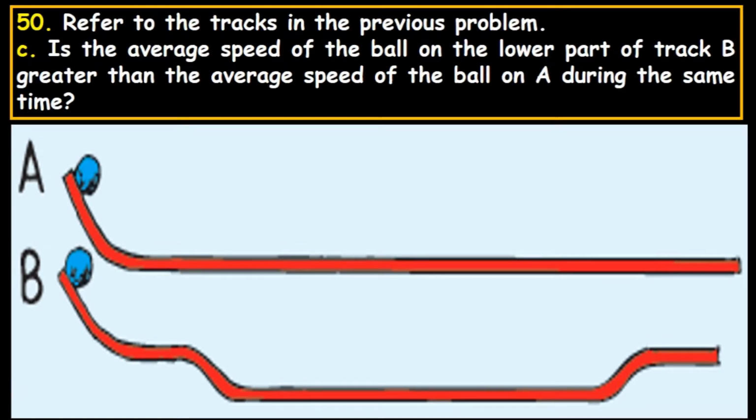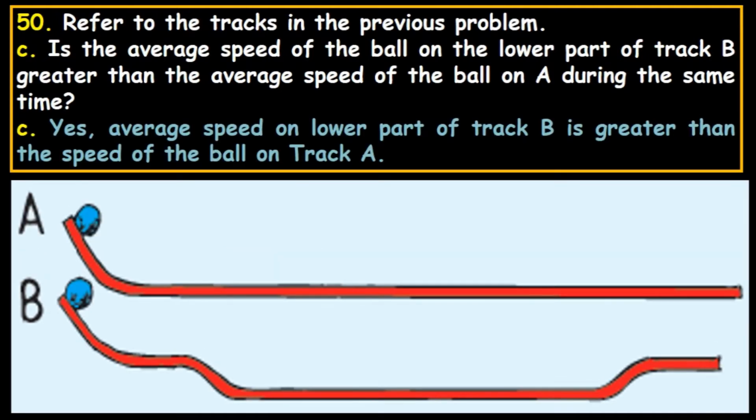Is the average speed of the ball on the lower part of track B greater than the average speed of the ball on A during the same time? Yes, average speed on lower part of track B is greater than the speed of the ball on track A.